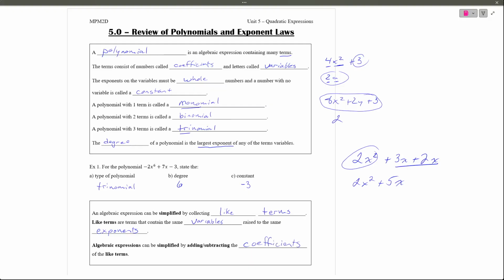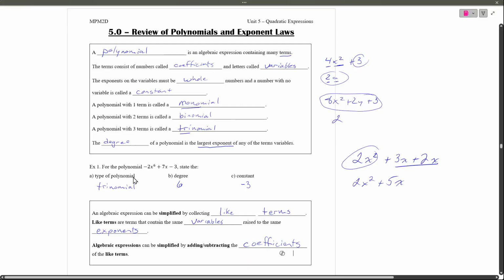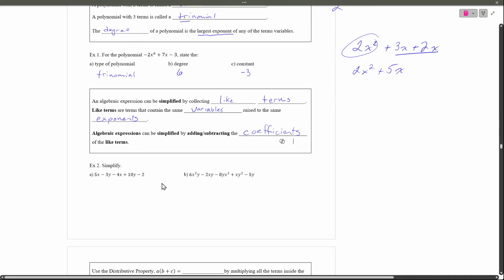Okay? So this is going to allow us to simplify our equations, or expressions, I should say. Let's keep going. We got a little bit more. We're not quite done there. Let's do a little example here.